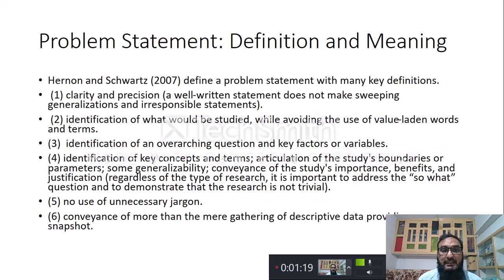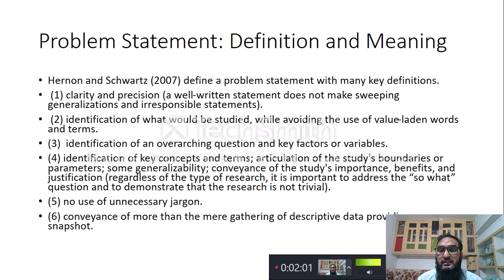Number one, clarity and precision. A well-written statement does not make sweeping generalizations and irresponsible statements. It identifies what should be studied while avoiding value-laden words and terms. It identifies an overarching question and key features. It means that you should include all your variables and all your key features in your problem statement. It identifies key concepts and terms, articulates the study's boundaries or parameters, allows some generalizability, and conveys the study's importance, benefits and justification.